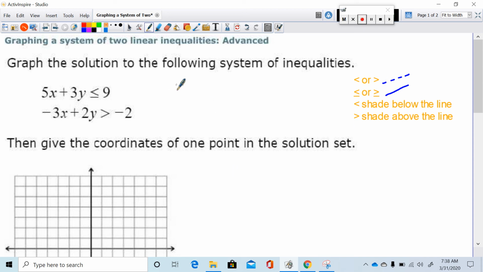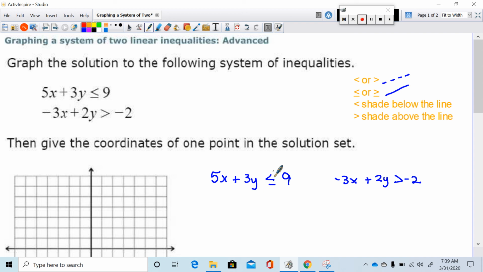So I'm going to graph the solution of the system of inequalities, and then I'm going to give the coordinates of one point in the solution set. I'm going to write each one of these side by side so that I can work with them. 5x plus 3y is less than or equal to 9. And negative 3x plus 2y is greater than negative 2. Okay, this is standard form.